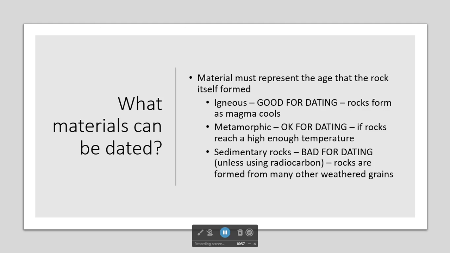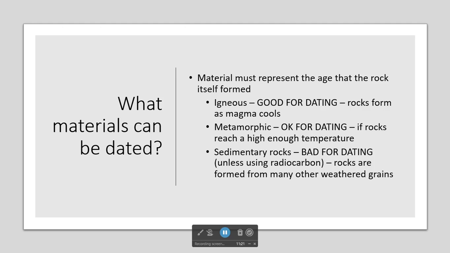Similarly, metamorphic rocks are okay for dating. If rocks reach a high enough temperature but don't fully melt, then the temperature resets the rock and the isotopes are locked in place. However, if a high enough temperature is not reached, those isotopes aren't locked in place, so we don't get an age of the actual rock. So you need to be careful when using metamorphic rocks.